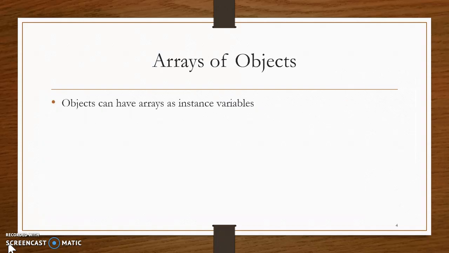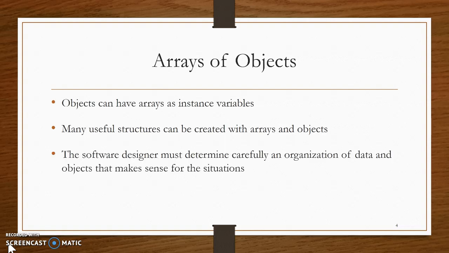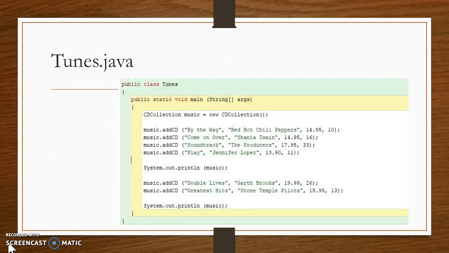Objects can have arrays as instance variables. Many useful structures can be created with arrays and objects. The software designer must determine carefully an organization of data and the objects that make sense for the situations. Let's look at another example.